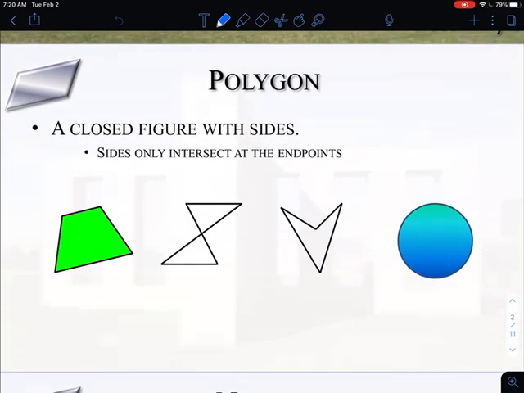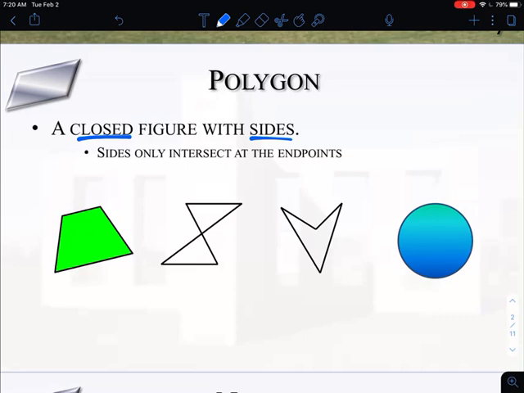So first thing, kind of review. These first couple slides are going to be review. We've talked about this before back in first semester, but that's been a while. So we want to just make sure we go back over this, make sure everyone's on the same page here. So a polygon is a closed figure with sides.